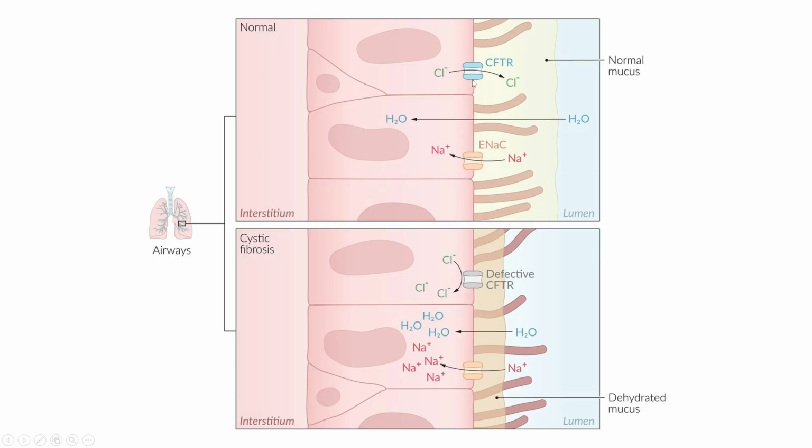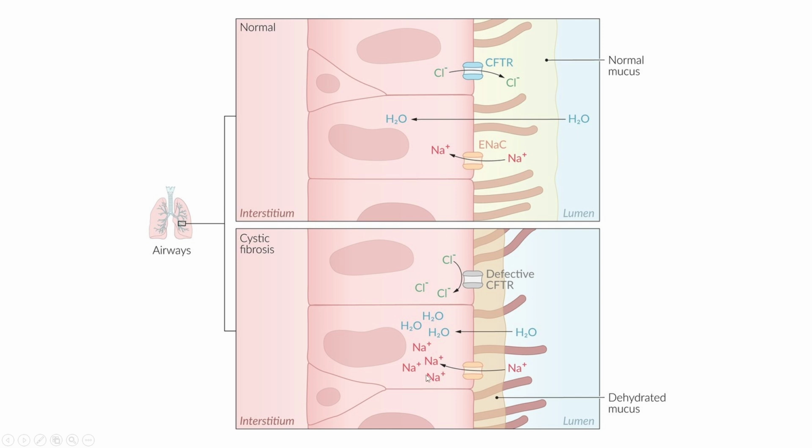So this is, for example, the normal case. We have the CFTR gene that will give us the Cl channel. The Cl will go outside, the Na will come inside in the gradient. Here, in cystic fibrosis, this is not working.